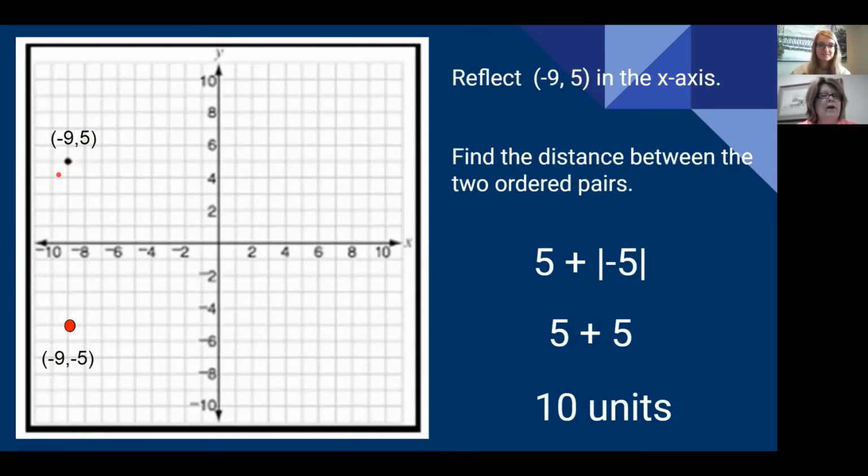And if I count 1, 2, 3, 4, 5, 6, 7, 8, 9, 10, bingo. We figured it out by looking at the coordinate graph, and we figured it out by using math to get that. Mrs. Zimmerman, do you have anything you want to add?